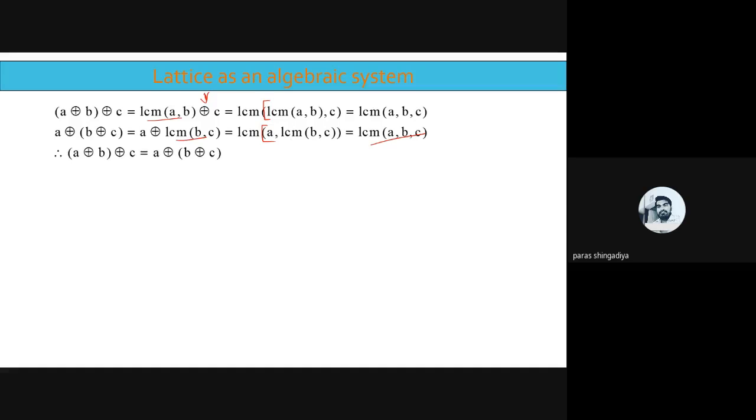Clear? So for any three numbers, you can consider them from S30. Both sides will always be the same, means you can easily verify it for any number from the S30, and therefore we can say that bracket A ring sum B, ring sum C is equal to A ring sum bracket B ring sum C.